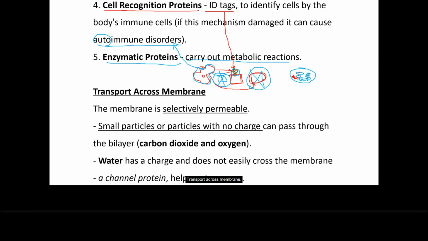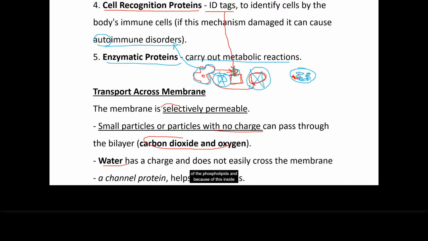Okay, next, transport across the membrane. This is from our previous lecture, what we were talking about. The membrane is selectively permeable, so not everything penetrates freely in and out of the cell. Only selective molecules can penetrate. Usually small particles or particles without charge, like oxygen and carbon dioxide, can pass through the bilayer of the phospholipids of the cellular membrane. Water has charge, so it cannot freely move through the bilayer of the phospholipids.